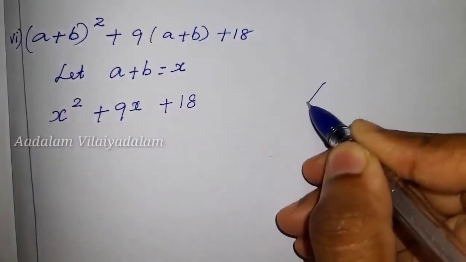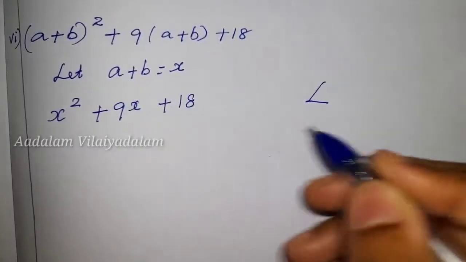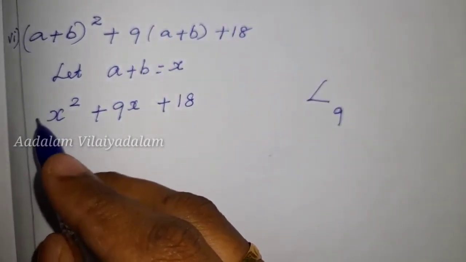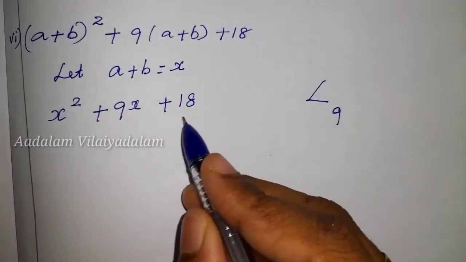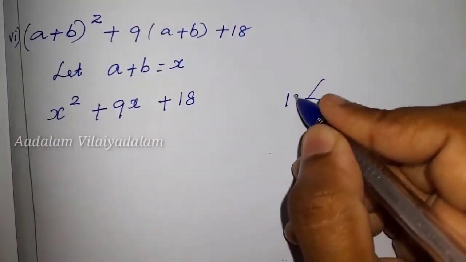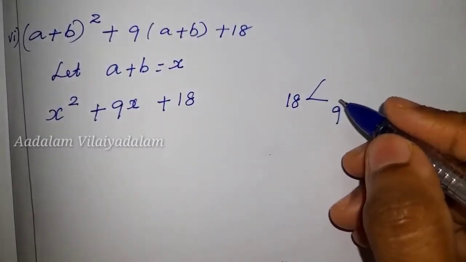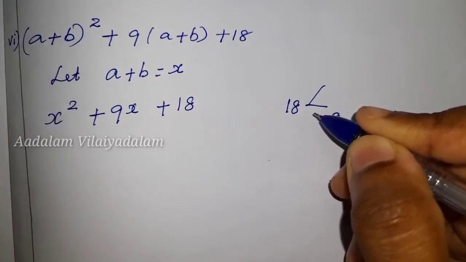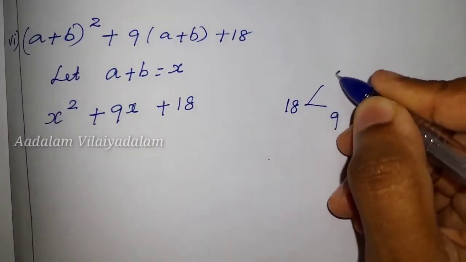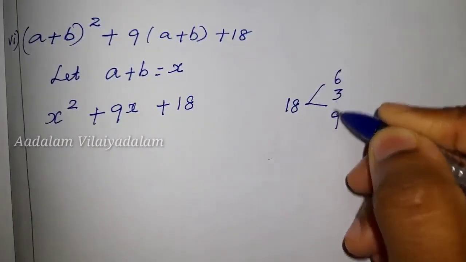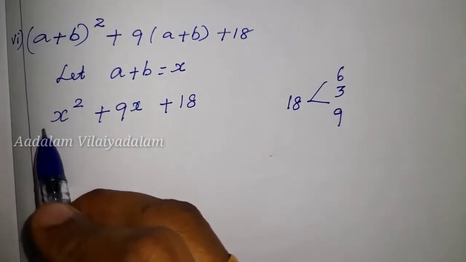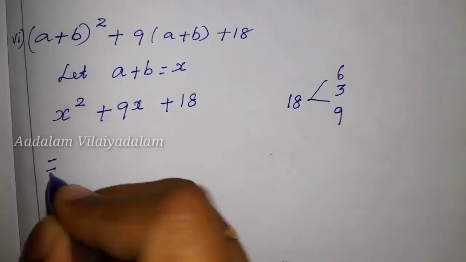The same method applies here also. The coefficient of x is 9, and the coefficient of x² is 1 only. So the product of the factors is 18, that is the constant term. The sum of the factors should be 9 and the product is 18. So 6 and 3: 6 + 3 = 9, and 6 times 3 is 18. Here no coefficient is there, so you directly write the factors.